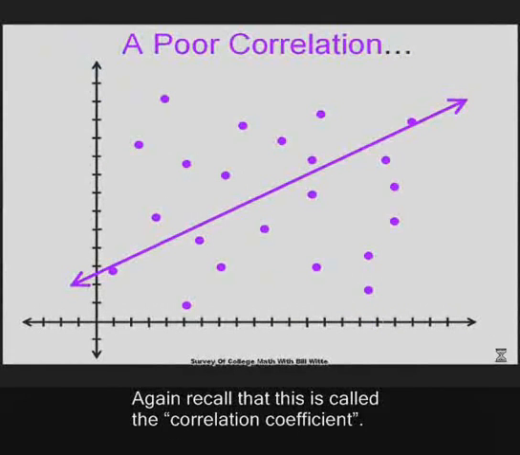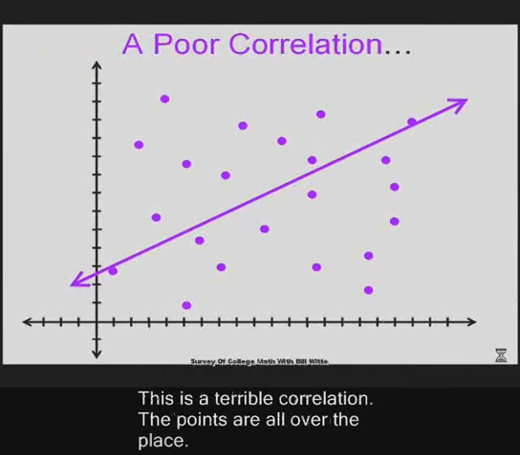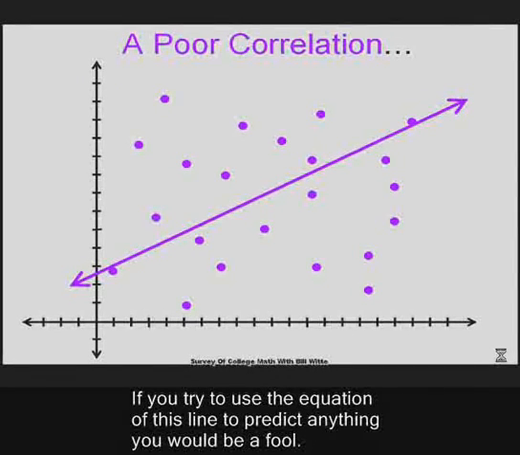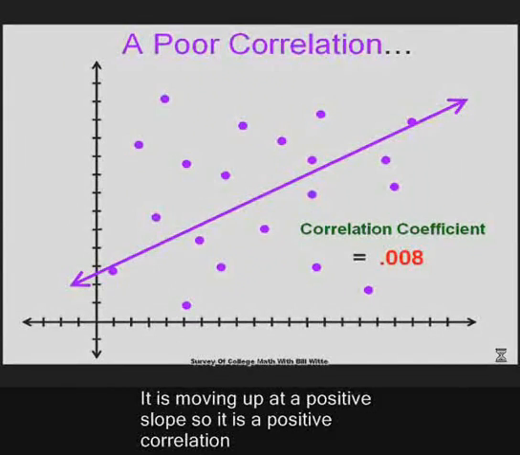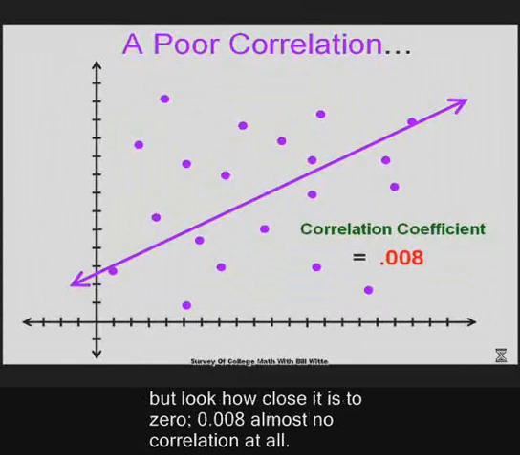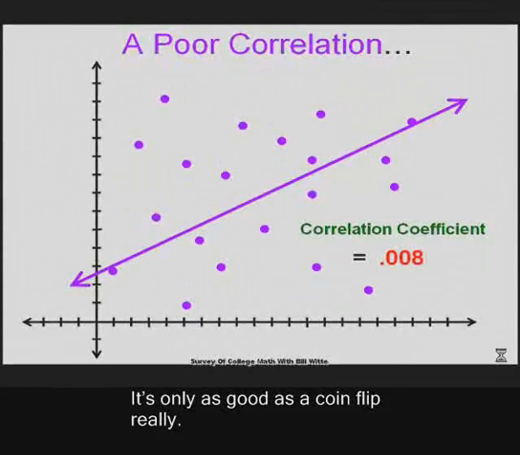Whoa! This is a terrible correlation. The points are all over the place. If you tried to use this line to predict anything, you would be a fool. Oh, very bad. Totally unacceptable. It is moving up a positive slope, so it is a positive correlation. But look how close it is to 0, 0.008. Almost no correlation at all. It's just a coin flip, really.